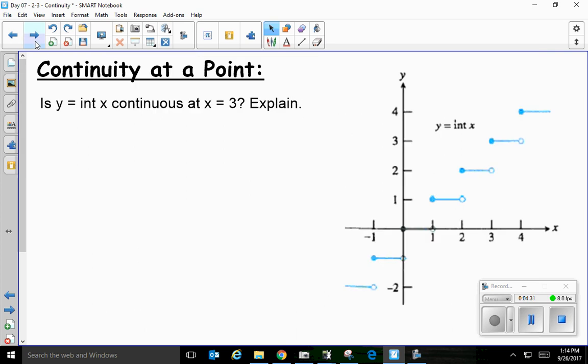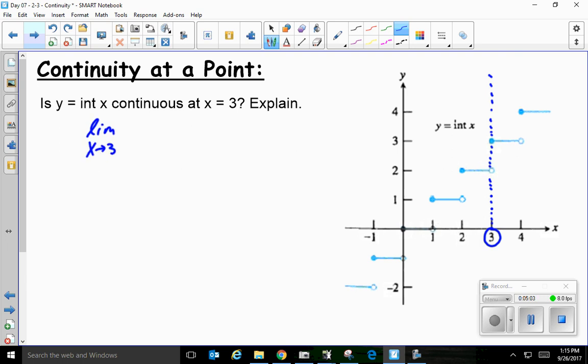All right, so is y equals int x? This is our graph. It's that step graph. Int x. Okay? It's continuous at x equals 3. Here's where x equals 3 right here. Okay? So, in order for it to be continuous, not only should the limit as x approaches 3 of int x, that should equal what the int of 3 is. It should be the same.